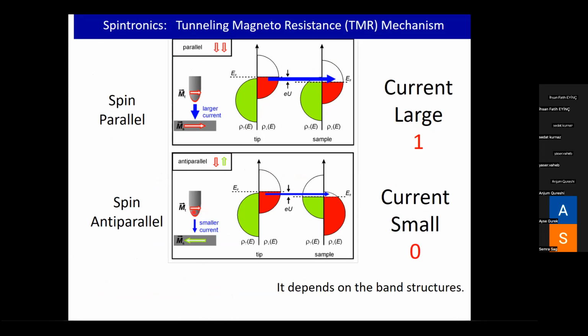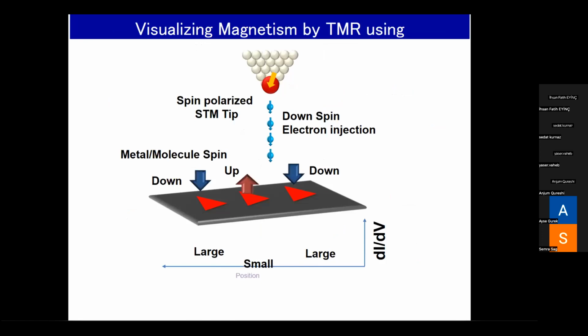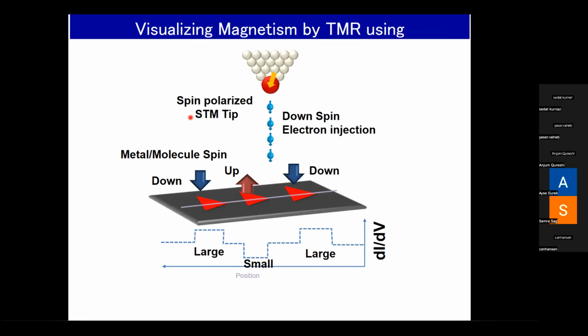The spin of the tip and the spin of the single molecule magnet are antiparallel. So low conductance, definition 0. 1, 0, 1, 0 switching. So by using the single molecule magnet, we realize single molecule memory devices. But you must know now whether the spin is up or spin down, now 0 or 1. So then we must visualize magnetization by TMR.